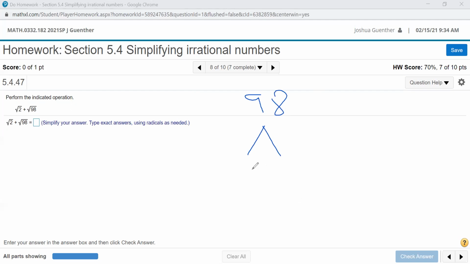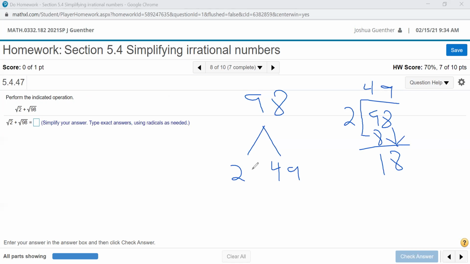Now we do see that we can divide 2 out of it. And then if you divide 2 into 98, you're going to end up with 49. 49 is then 7 times 7. Oh, look, that's a pair. So the square root of 98 can be written as 7 square roots of 2. So the square root of 2 plus square root of 98 is 7 square roots of 2.